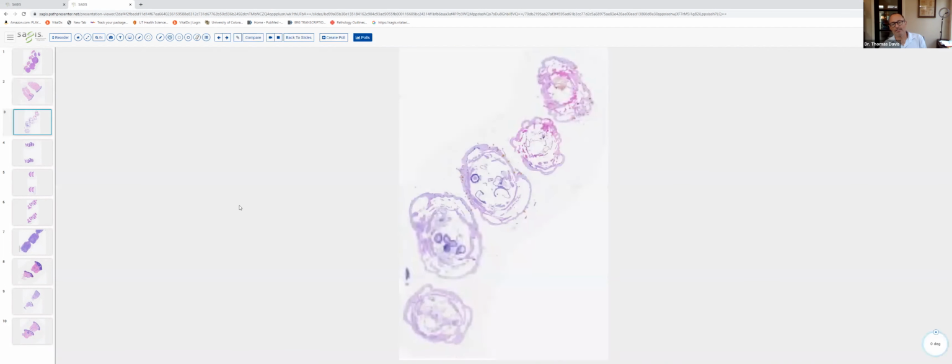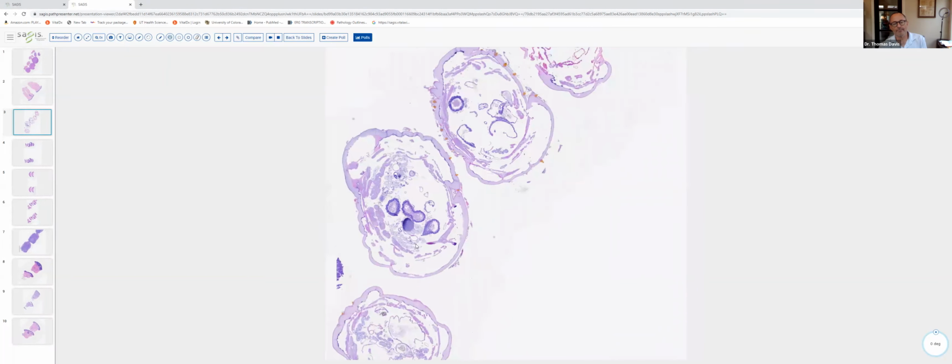Moving on to case number 3, something entirely different. There's no skin here. Hopefully you were able to recognize that. No dermis, epidermis, or subcutaneous tissue. And what we have are sections through an organism, in this case, the larva of an arthropod.